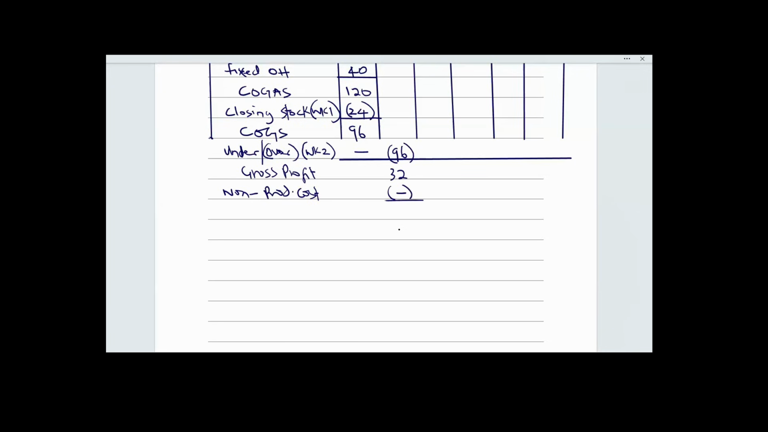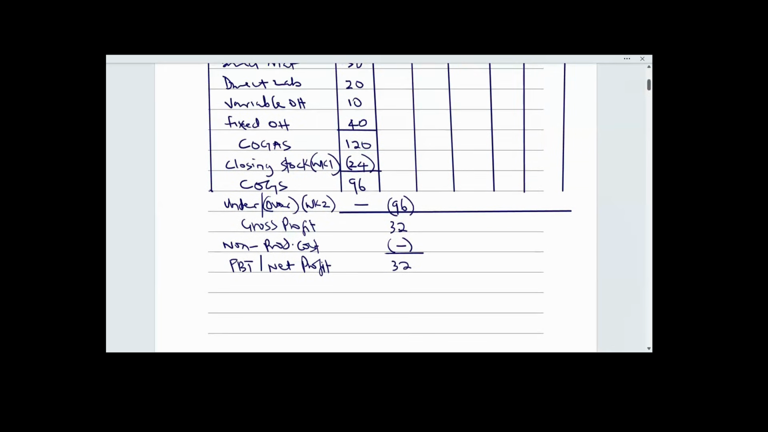Just put a dash. All right. Then our profit will be equal to 32. In the question, we don't have anything like tax. We are not given a company tax rate. So which means that our profit before tax will be the same thing as the net profit since we don't have tax. So in the first period, we are done with our presentation. Let's go to the second period.